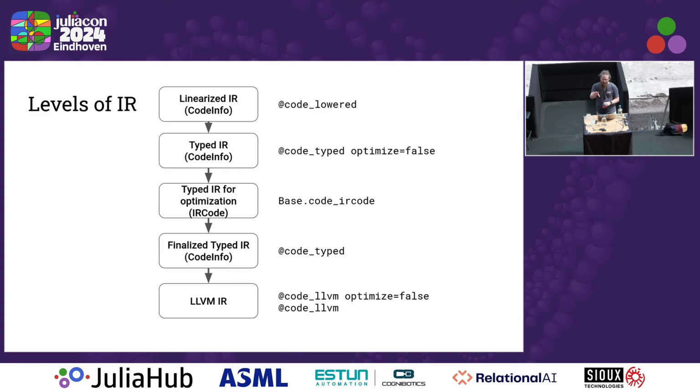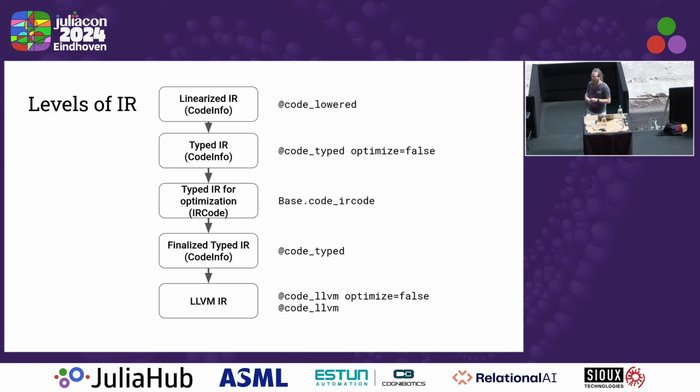But when we zoom in, as Frames mentions, we have a little bit more of a complicated story. We don't just have one typed IR these days anymore. We have three, four. Depends who is counting. So we start at the linearized IR, which is the IR that has not yet any type information attached to it. It's just your program as you have written it, but it's made slightly easier for the compiler to understand. Then we run type inference over that.